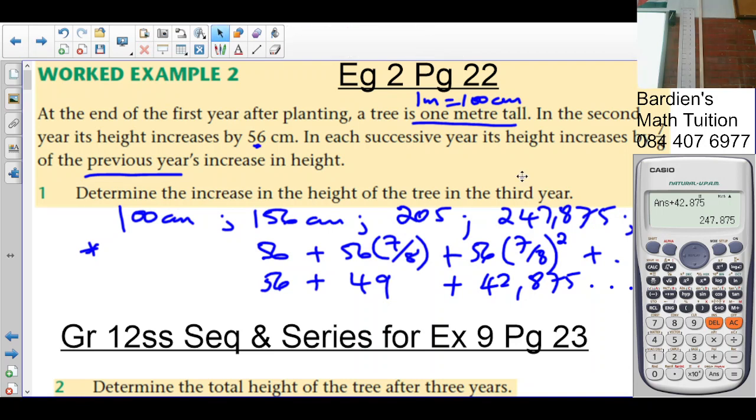Just coming back to the question, it says determine the increase in height of the tree in the third year. The first year's increase in height is 100 centimeters, the second year is 56 centimeters, and the third year is 49 centimeters. Okay, so therefore the third year would be 49 centimeters.